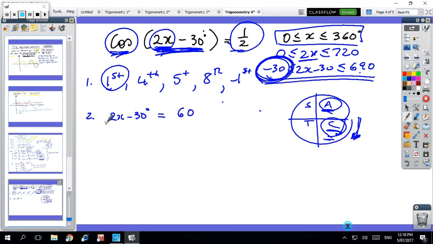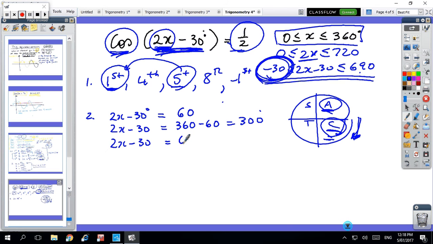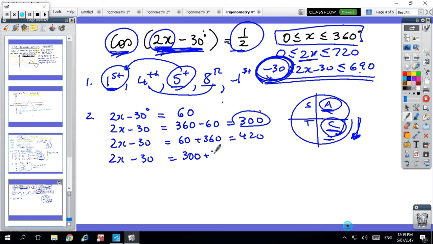So that's our answer in the first quadrant, and then 2x minus 30 equals 360 minus 60 equals 300. And then with our fifth quadrant, 2x minus 30. So fifth and first go together, so it's 60 plus 360 equals 420. The eighth goes with the fourth, so 2x minus 30 equals 300 plus a lap, which is 660. And then this last answer, the negative first quadrant, is just going to be that number with a negative sign in front of it. Okay.